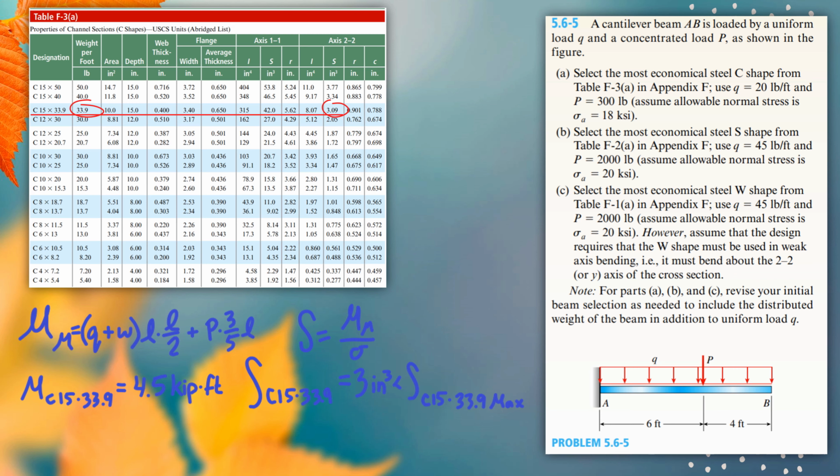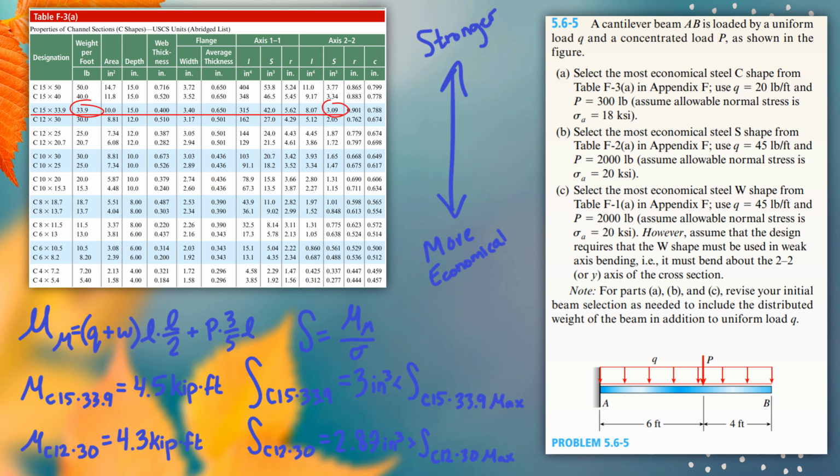So this works. However, we don't know if it's the most economical, because as we go up, they're more strong, and as we go down, they are cheaper, because it's just cheaper to make less strong channels. So we're going to try the one just under it, so the C12 by 30, which will give us 4.3 kips. We divide that by our allowable stress, and we're going to get a value that is less than our S capacity.